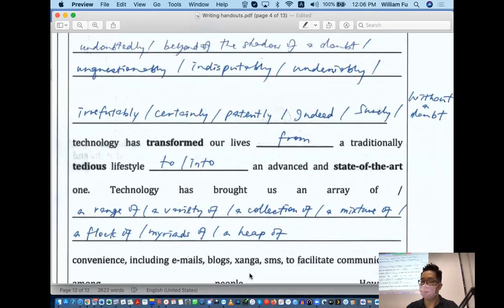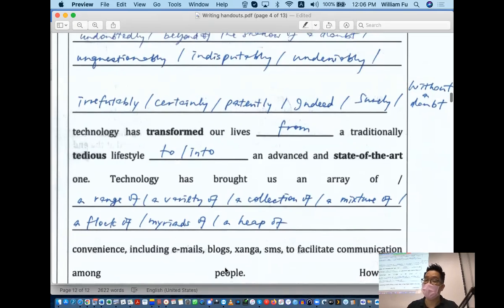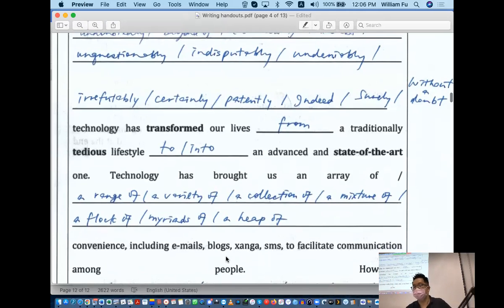Convenience, also something good, including emails, blogs, Senga, SMS, to facilitate communication among people. Don't ask me what Senga is; you treat this as an early stage of IG. Up till now, the student was still writing something good, still at the top of the funnel. And now he's trying to narrow it down.